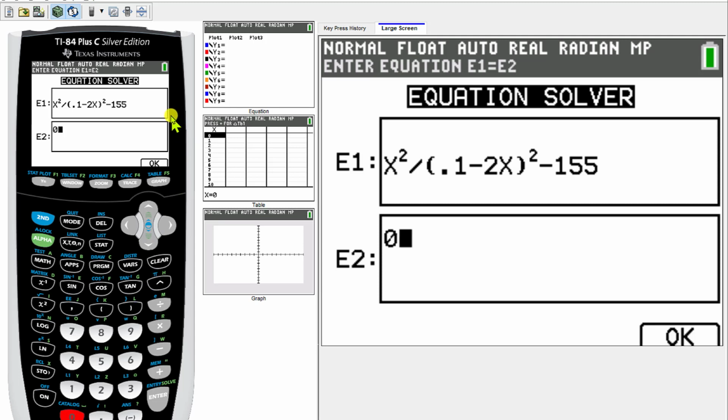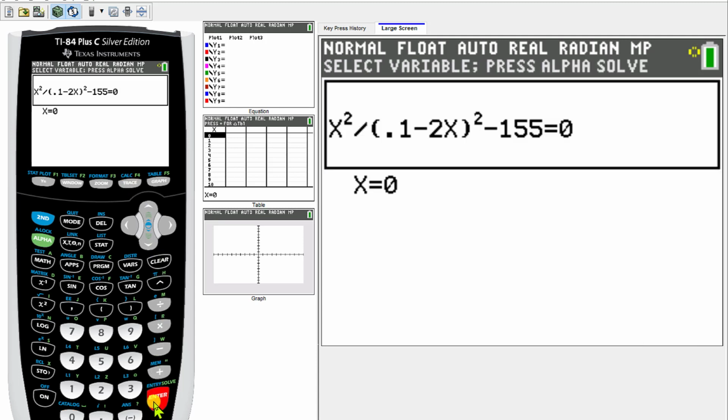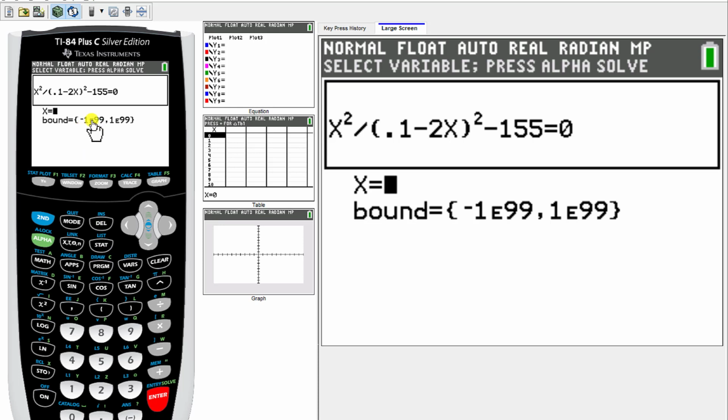Now, because if you have this calculator, what you can actually do is put 155 in there, and then just make this expression x squared divided by 0.1 minus 2x. Now that we're there, we're going to hit enter. And you notice down here it's asking you to put the bounds in. And you can do that. Our bounds will be 0 and 0.05. Those are the lower and the upper bounds.